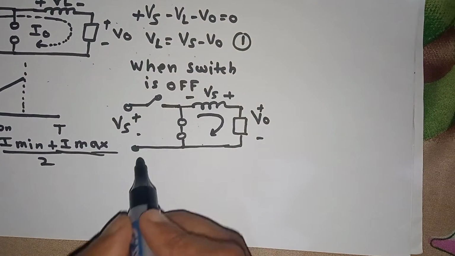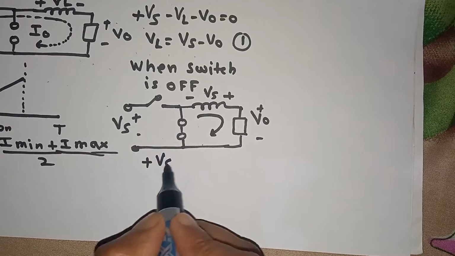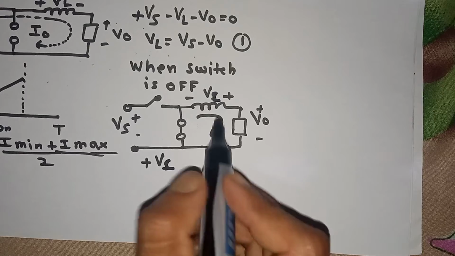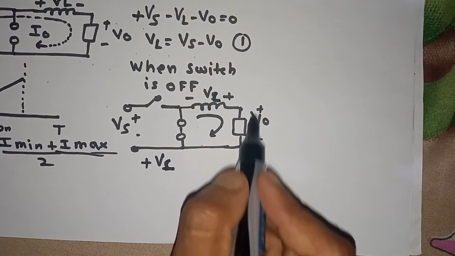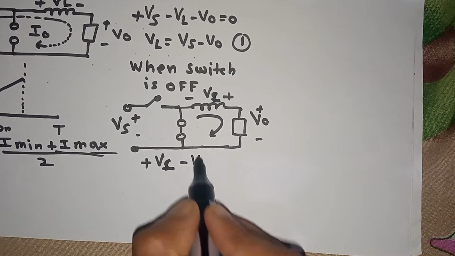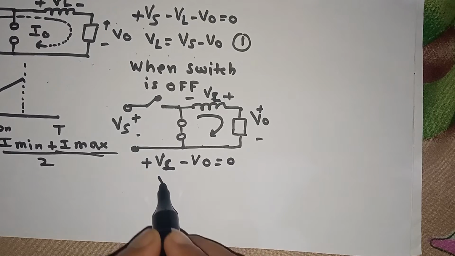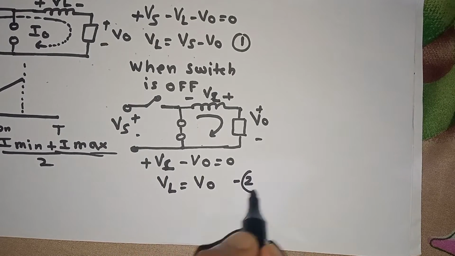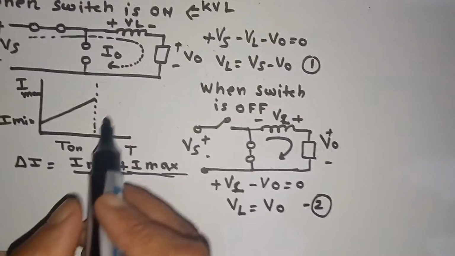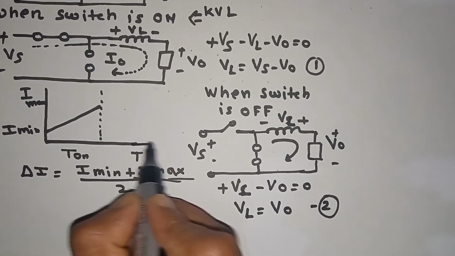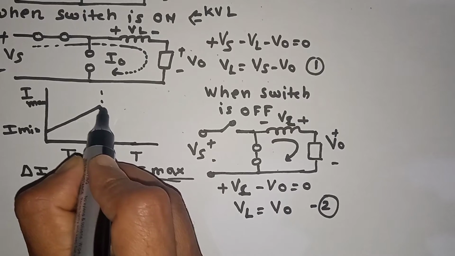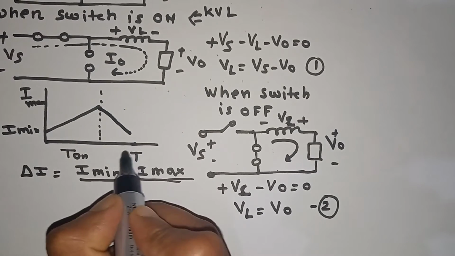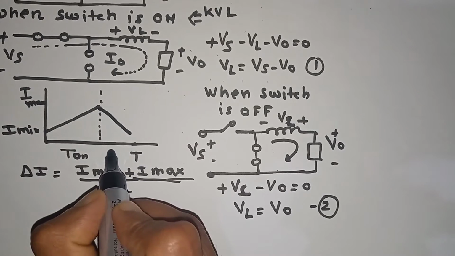So we will get the equation: rise in the potential, so it will be positive Vs, VL, this is VL, sorry, and here the fall in the voltage, so minus VO is equal to 0. So we get another equation, VL is equal to VO in the off condition. In the off condition, we can see the current starts to decay. So this is the off period.